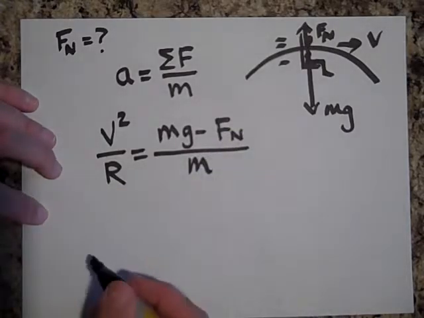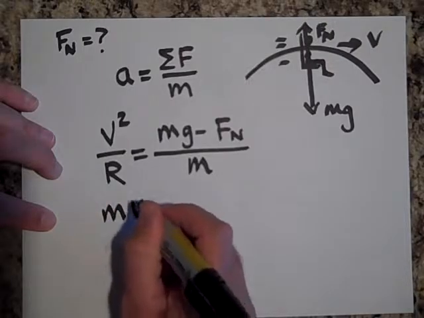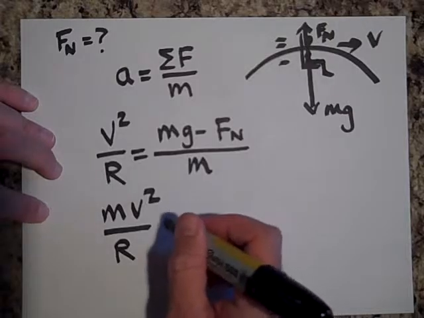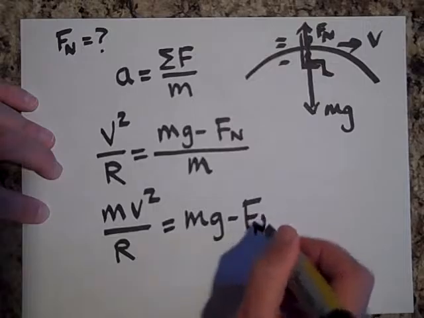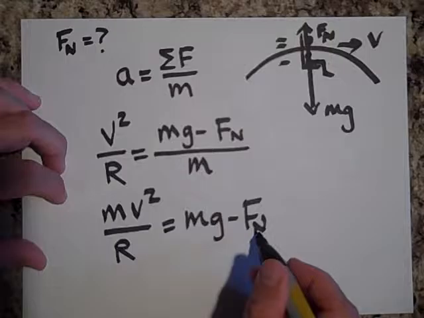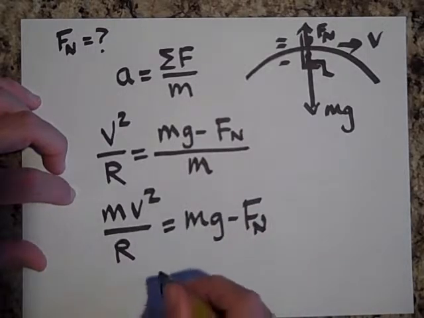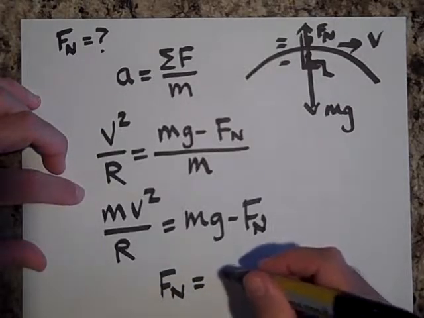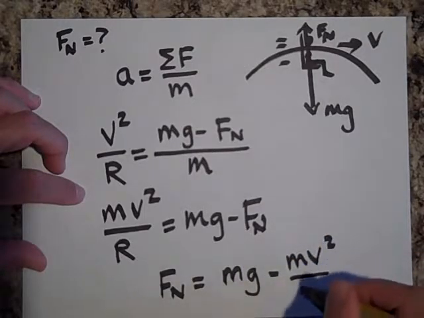So if they want me to solve for the normal force, then maybe bring the m to the other side, and that will equal mg minus Fn. And then I can maybe take the Fn on this side and this term on that side. So apparently Fn, just for this situation, is going to be mg minus mv squared over r.